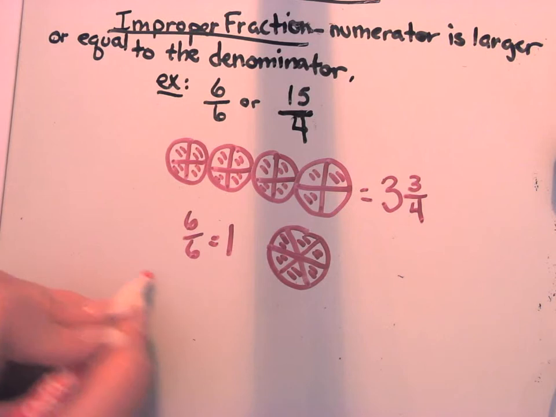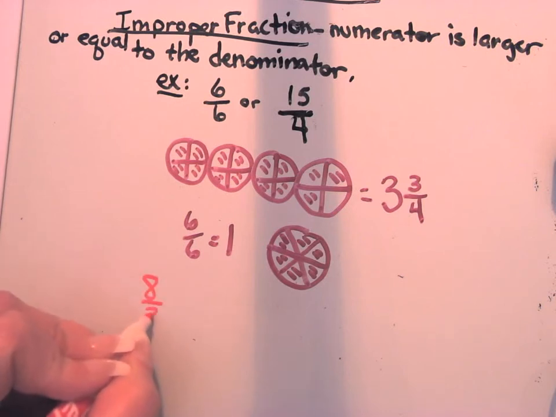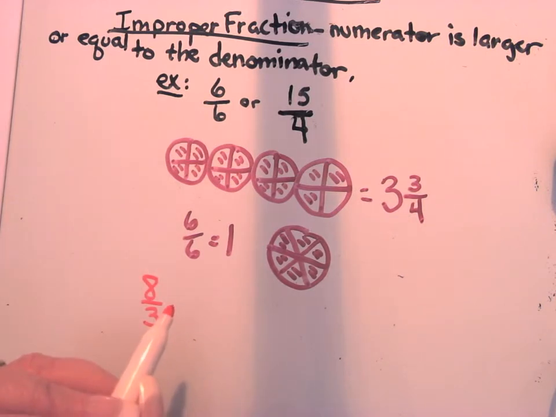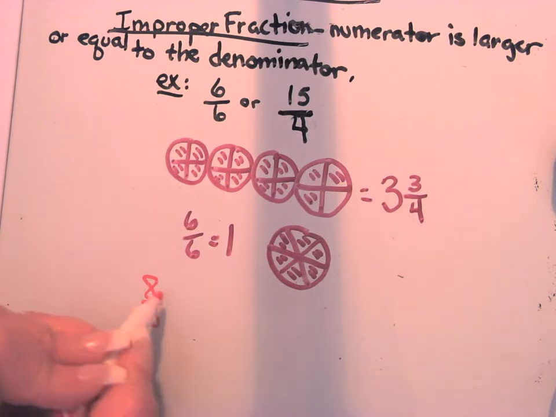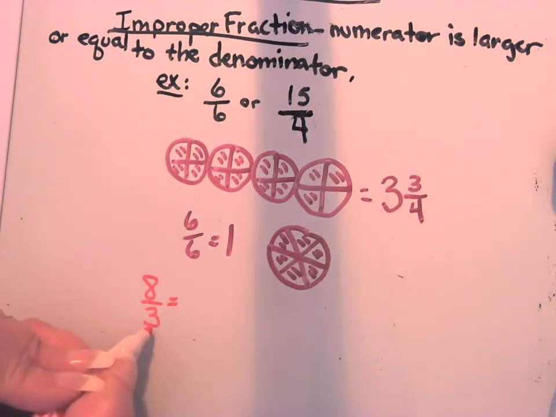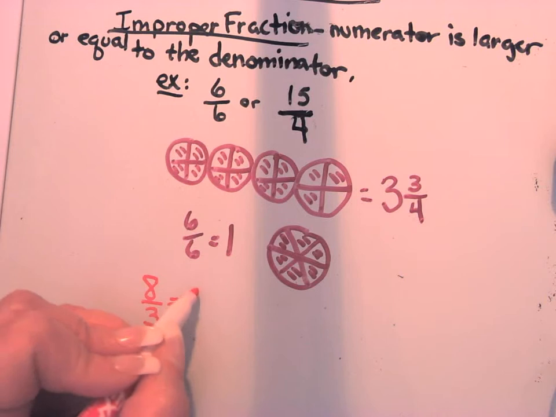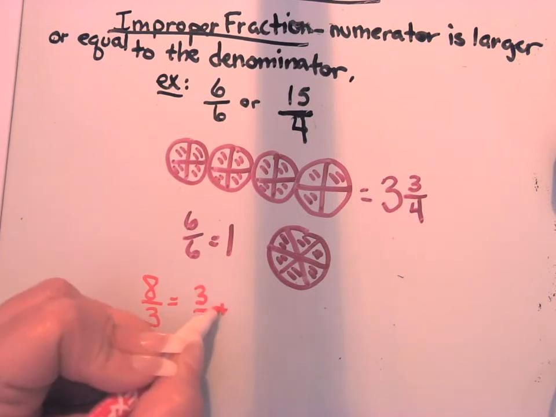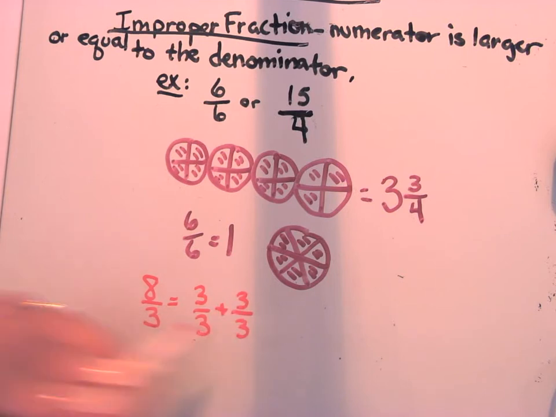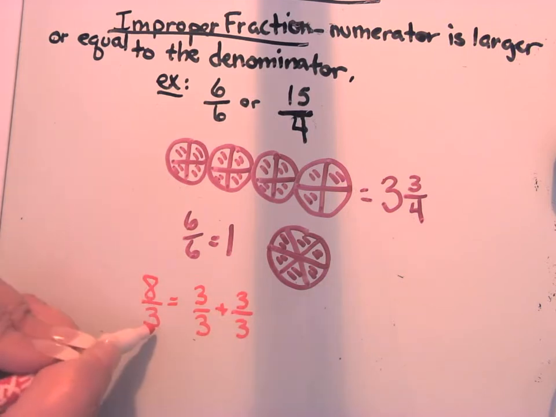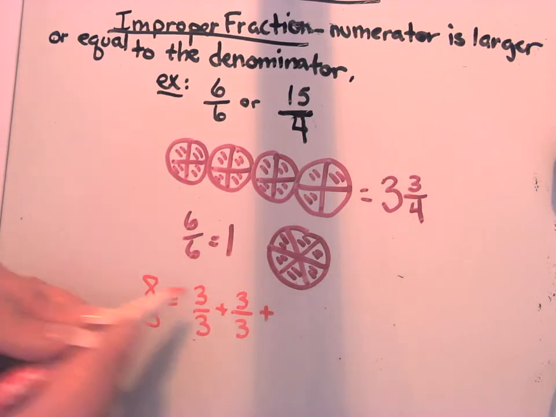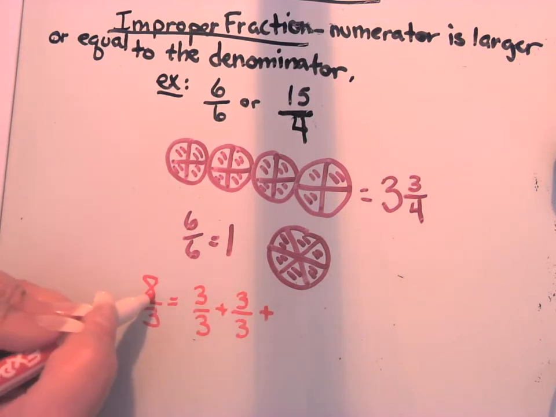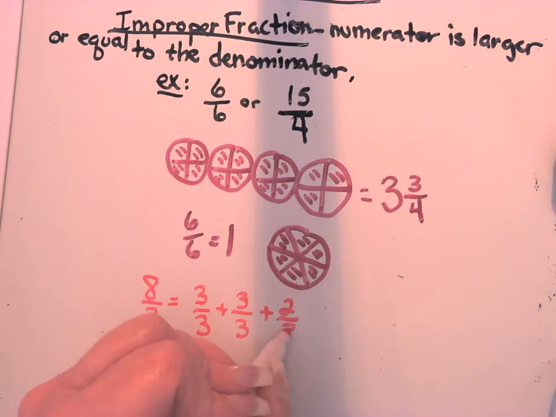So let's say we have 8/3, and we want to make that into 1 whole plus a proper fraction. If I have 3, I could take 3/3 out of that. And I could have another 3/3, because I can have 2 whole ones out of there. Plus, that's 6, and I still need 2 more, so I have 2/3 here.